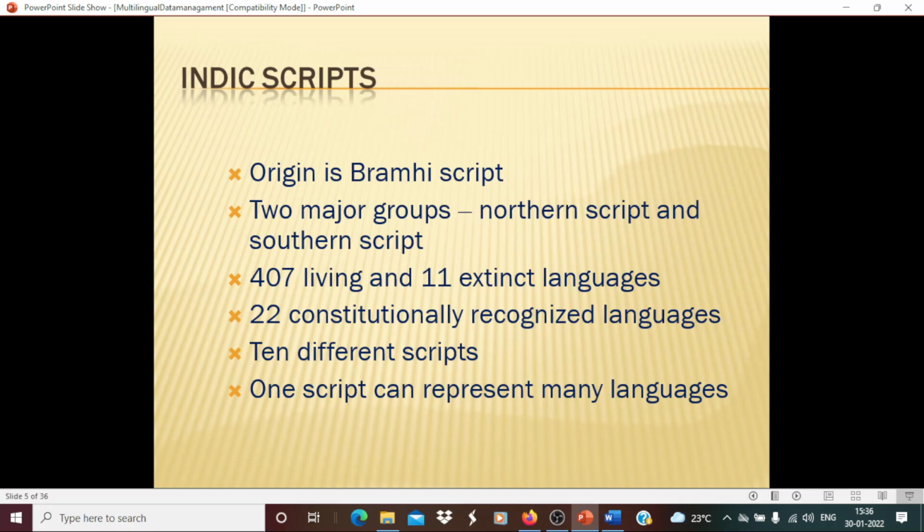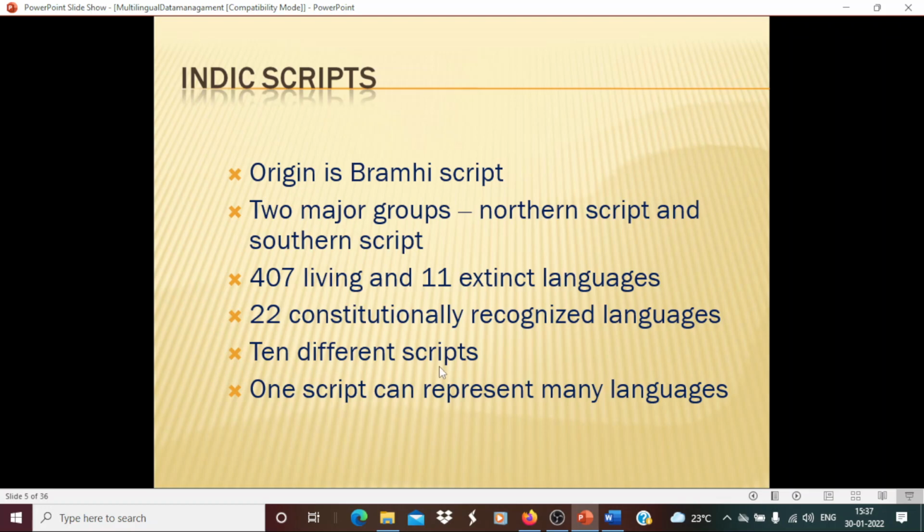We have two major groups of languages in India, northern script and southern script. We have 407 living languages. Remember, we have 407 living languages, only 22 are constitutionally recognized. So do not think that only constitutionally recognized languages are available in India. And we already have 11 languages extinct. So presently we have 22 constitutionally recognized languages, and these 22 languages can be represented through 10 different scripts.